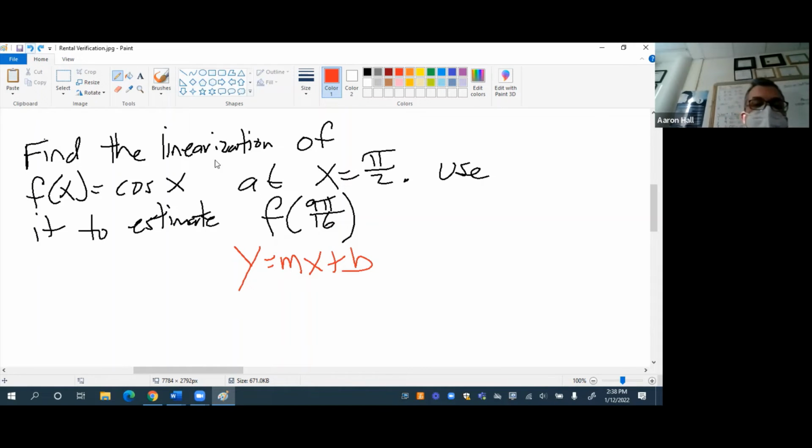Okay, let's take the derivative of f of x. That will give us our m value. So we have the derivative of f of x equals what? Do you guys remember what the derivative of cosine is? Negative sine. Nice. It's negative sine of x.